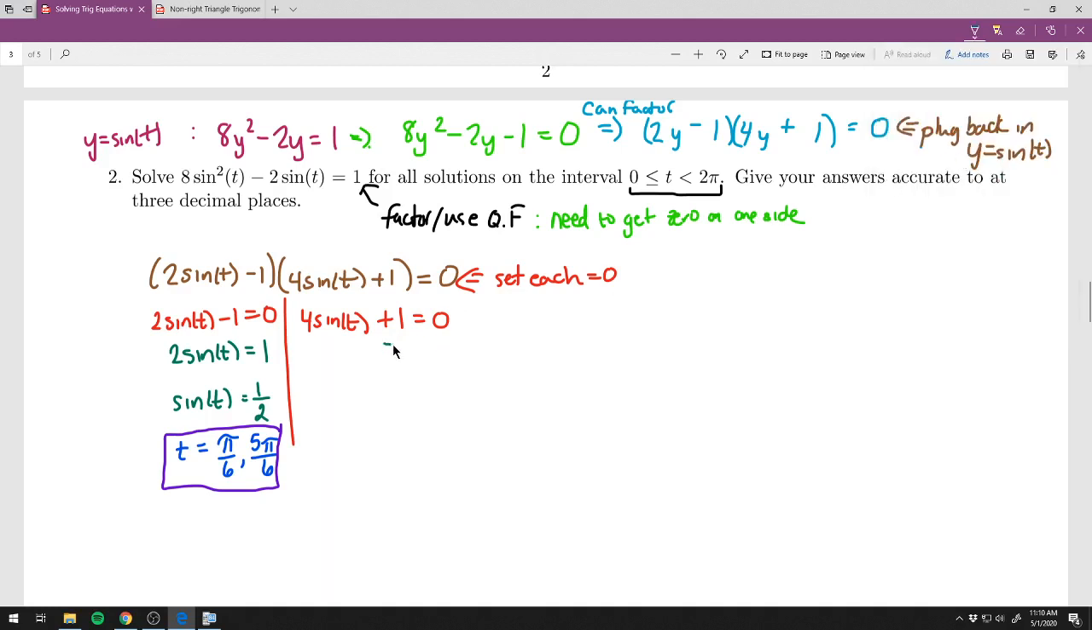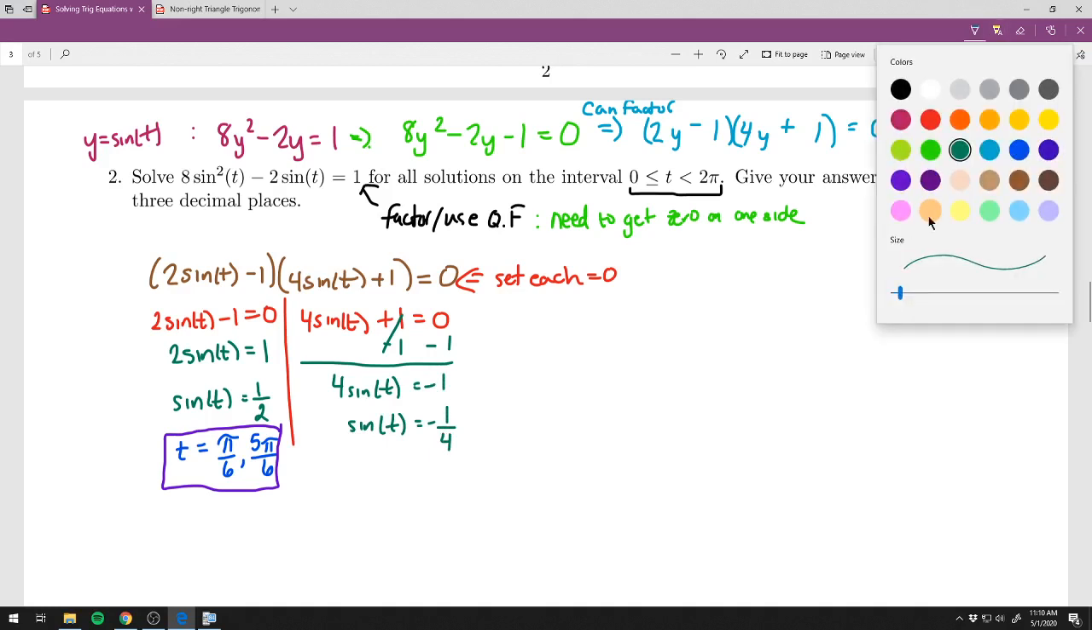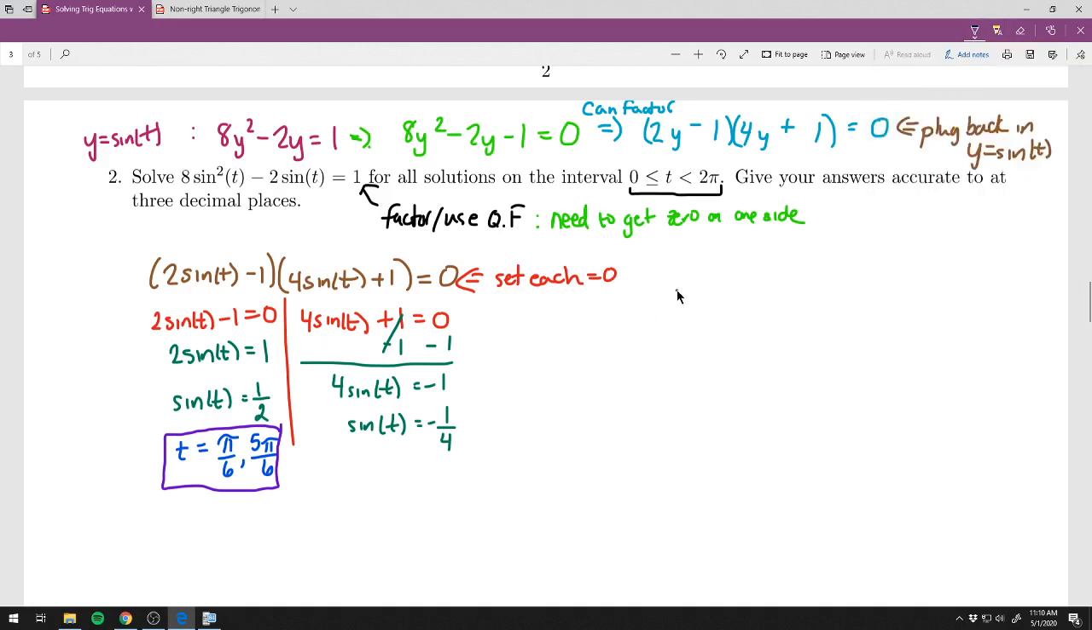Right, but now we solve the other one. We subtract 1 from each side. We got 4 times sine of t equals -1. Divide the 4 on each side, we get sine of t equals -1/4. And then we ask ourselves, do we know where sine of t equals -1/4? Unfortunately, we do not. So that's going to be something we have to use our calculator for.